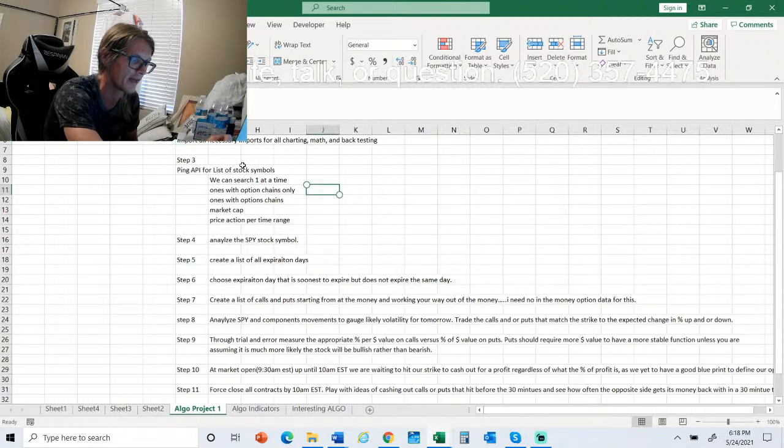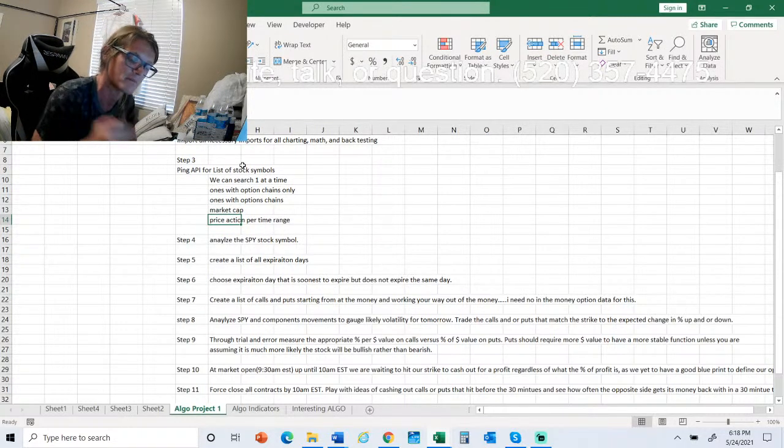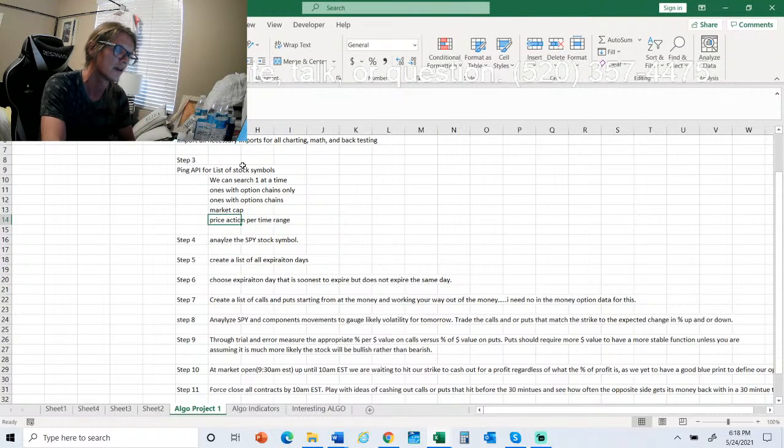After that, step 3, you start pulling the data of what you care about. You pick a stock symbol you care about, and then you can search one at a time by that stock symbol, or search stock symbols with option chains only, or ones without option chains, search by market cap size, search by price action per time range. So, only things that move 5% or more in the last 24 hours. There are so many different ways you could try to pull data.